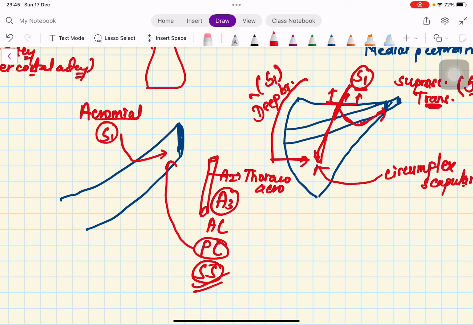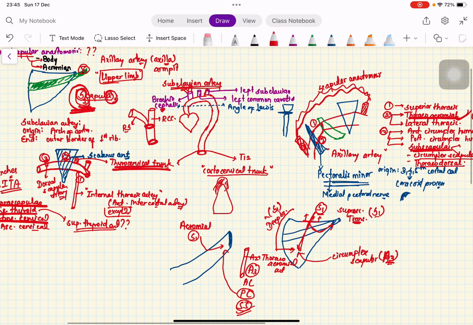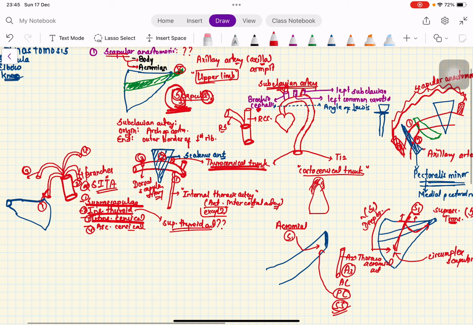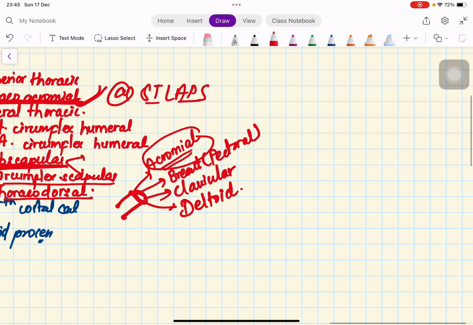And the acromial branch of A2 is from the thoracoacromial artery. It has four parts, namely A, B, C, and D. So what I was saying, namely A, B, C, D. So this acromial part will give to the acromial one.